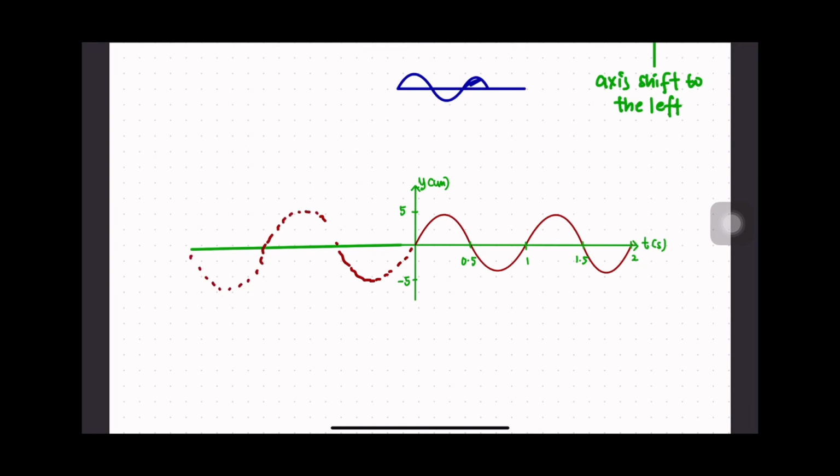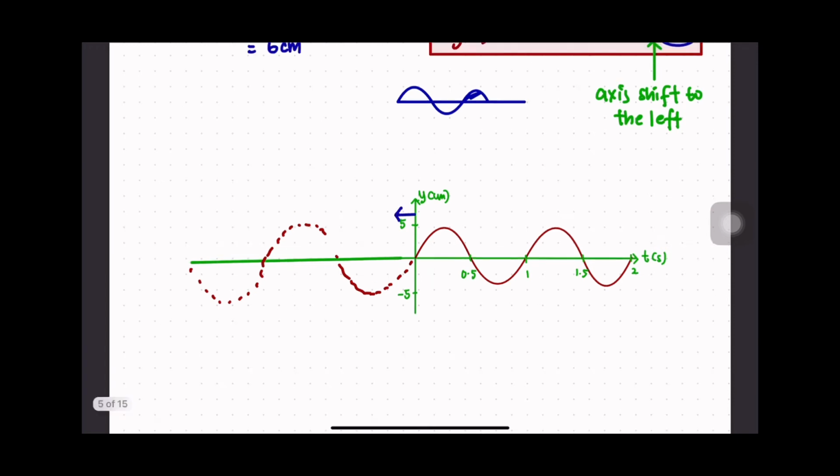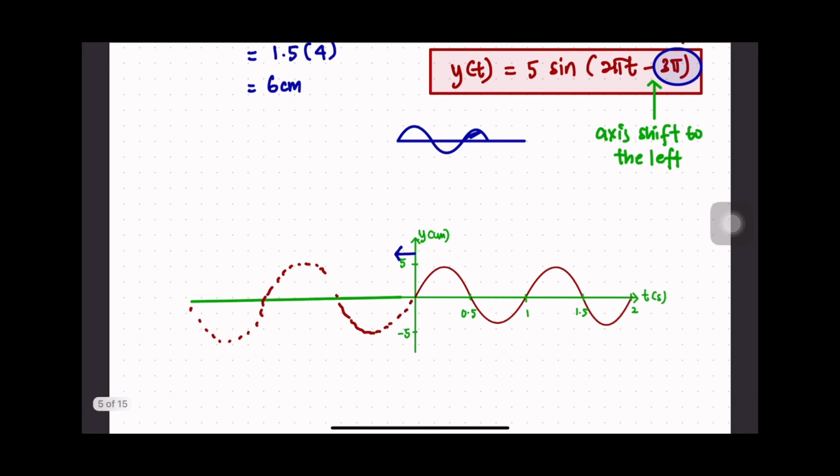Okay, so sekarang ni kita nak gerakkan kita punya axis to the left sebanyak 3 pi. Jadi saya nak gerak lah ni. Okay, 3 pi. 1 pi, 2 pi, 3 pi. So inilah graf baru saya, iaitu graf dia start daripada bawah. Tapi kena to complete cycle je lah. Okay, yang selebihnya padam.